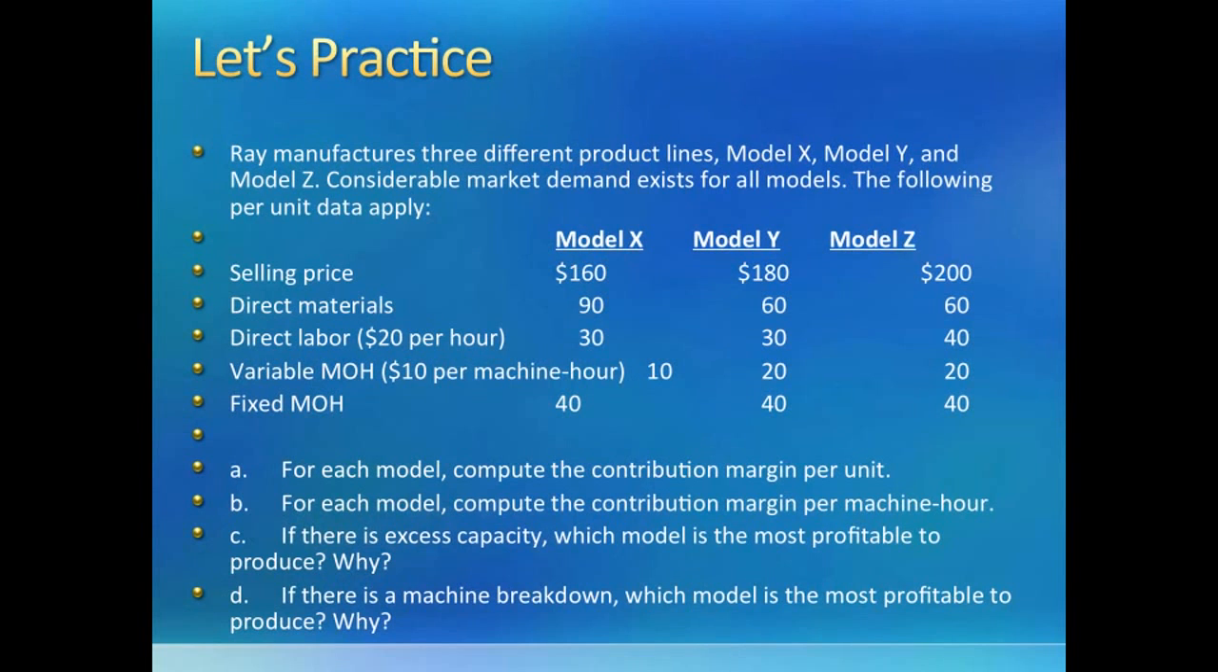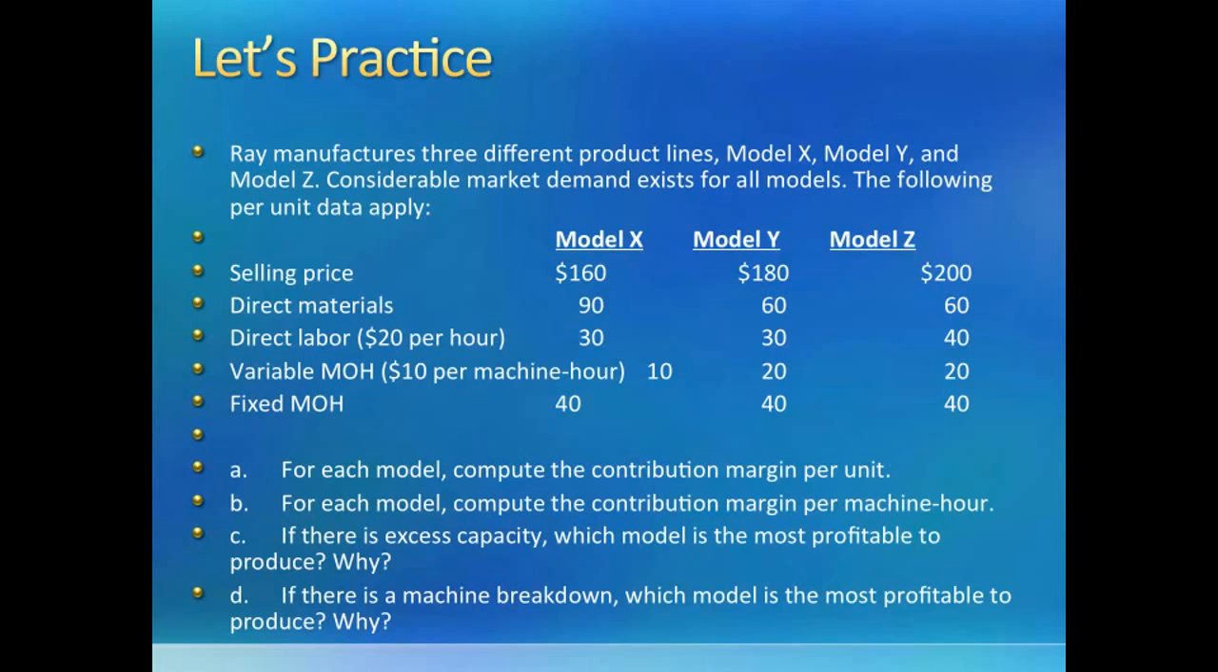So here the company makes three different products, X, Y, and Z. You are given the selling price, the variable costs, and some fixed costs. Question A says, for each model, compute the contribution margin per unit. That part should be easy. You take the price, you subtract the variable costs, and you get the contribution margin per unit.